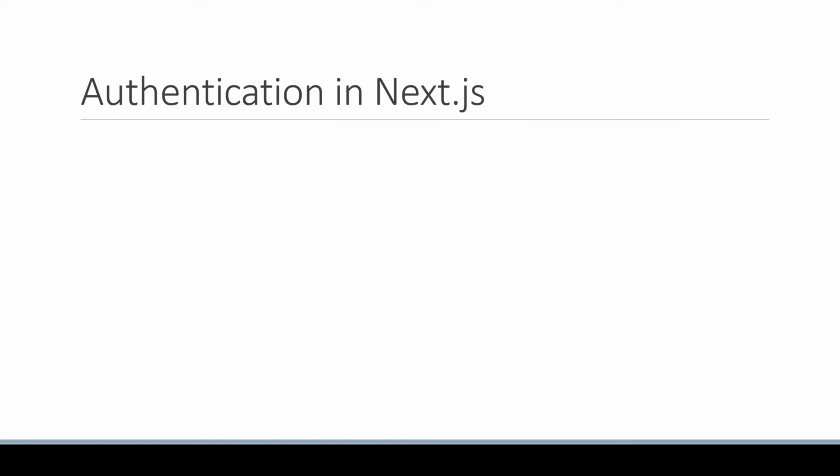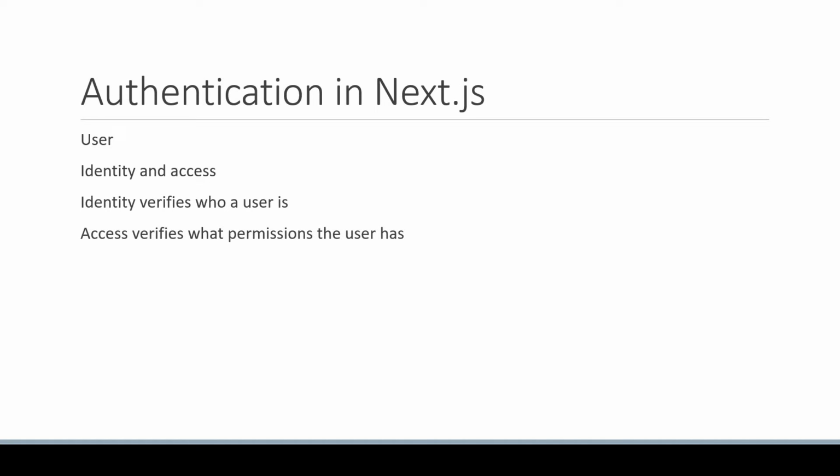When you're building an application, it typically revolves around a user. And when we talk about a user, two things come to mind: identity and access. Identity verifies who a user is, while access verifies what permissions the user has. From an application point of view, we term this as authentication and authorization.